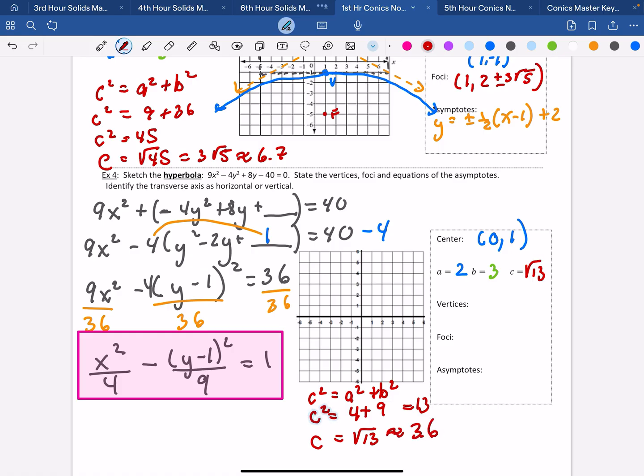All right, so we're going to take that value and we'll fine tune our vertices, foci, and asymptotes. If you want to get ahead of me, pause me, or whatever you want to do, and then check your work, however you want to do it.